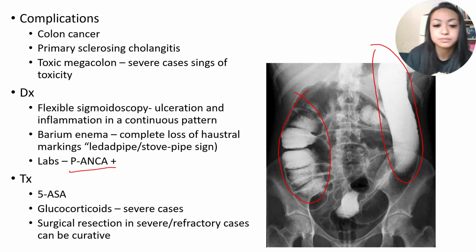For treatment, if it's mild, 5-ASA, for instance mesalamine. Glucocorticoids can be used in more severe cases, and in really severe cases, we can resect the portion of the colon and the rectum that is inflamed. This is reserved for severe cases and refractory cases, refractory to 5-ASA, mesalamine, and refractory to glucocorticoids. And surgery is curative. So again, 5-ASA, glucocorticoids, surgery, which is curative.